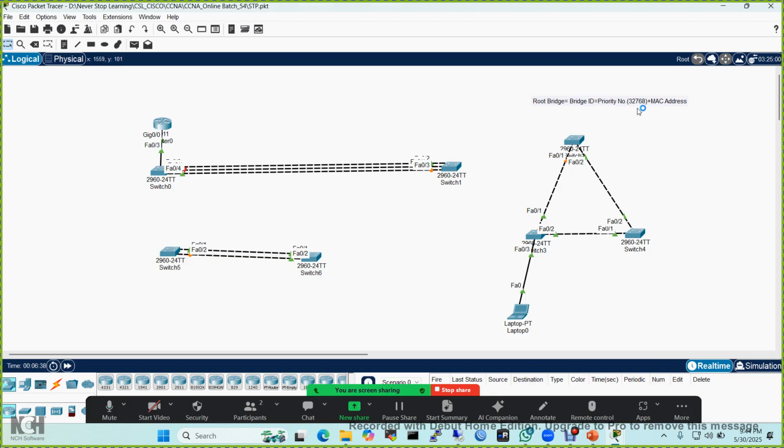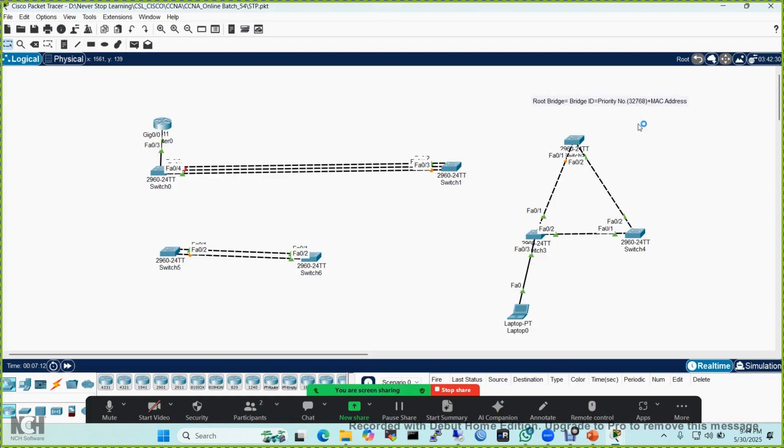Gradually we are going to the deep side. All the switches have a default priority number. What is the default priority number? 32768 in all the switches. If I check the priority number of this switch, you will get this number. For this switch, the priority number is this number. This switch has the same number. All the switches' default priority number is 32768.